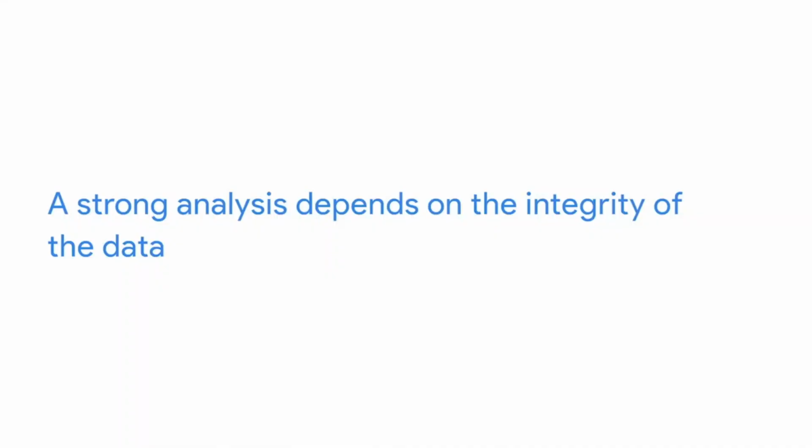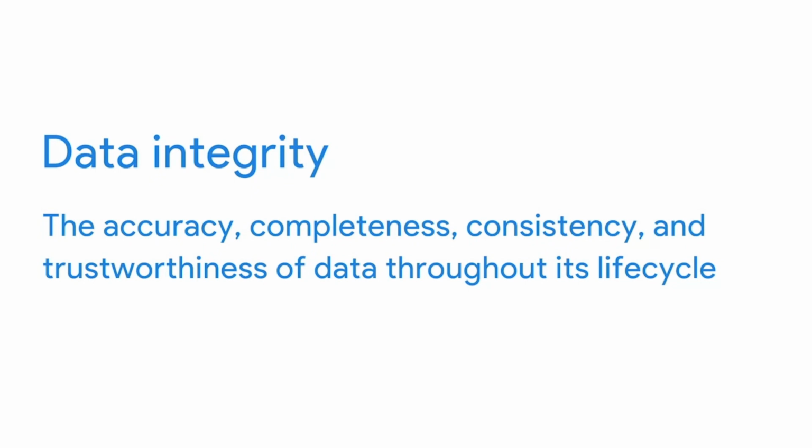Welcome back. In this video, we're going to discuss data integrity and some risks you might run into as a data analyst. A strong analysis depends on the integrity of the data. If the data you're using is compromised in any way, your analysis won't be as strong as it should be. Data integrity is the accuracy, completeness, consistency, and trustworthiness of data throughout its life cycle. That might sound like a lot of qualities for the data to live up to, but trust me, it's worth it to check for them all before proceeding with your analysis. Otherwise, your analysis could be wrong. Not because you did something wrong, but because the data you were working with was wrong to begin with.